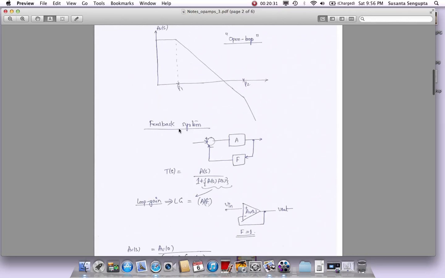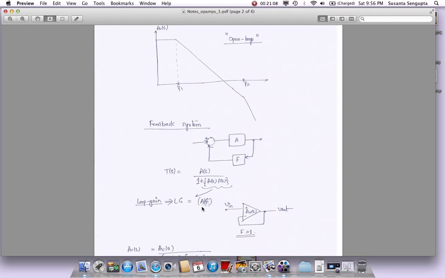So let's see the feedback system. If you go back and revisit your feedback system theory, where we have some input to output and there is feedback, A tells you the forward gain or the open loop gain, and F is the feedback factor. Based on that, if you derive the total transfer function, T(s) is equal to A(s) divided by 1 plus A times F. This term A times F is what we call the loop gain, and it is very, very important, because all the stability analysis we will do is pretty much done on the loop gain.